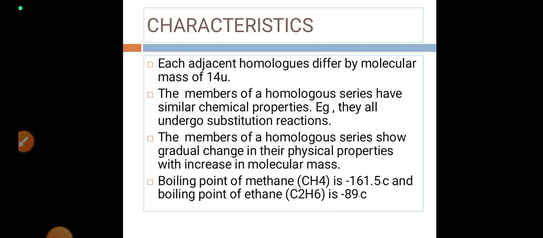Similarly, if you want to talk about density also, you can observe that ethane would have a higher density, more dense than methane. Similarly, for melting point also, the higher homolog will have a higher melting point compared to the previous homolog. So this is all about the characteristics of homologous series.